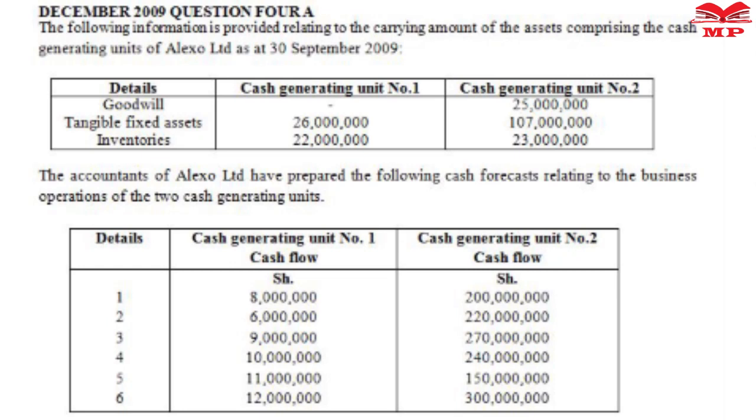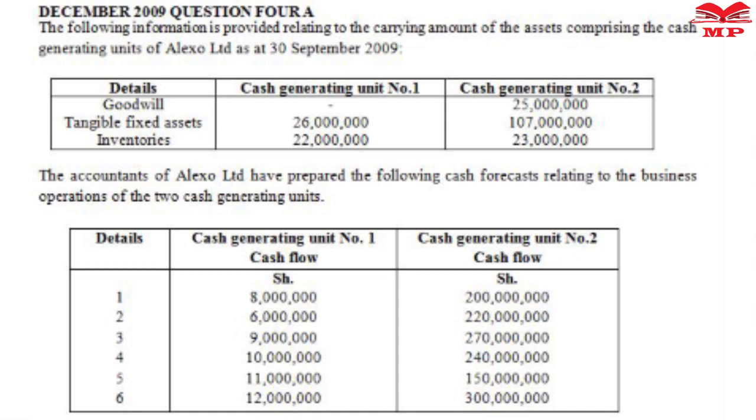The question reads: the following information is provided relating to the carrying amount of the assets comprising the cash generating units of Alexo Limited as of 30th September 2009. We have the goodwill, tangible fixed assets, inventories, cash generating unit number 1, cash generating unit number 2. Then we are saying the accountants of Alexo Limited have prepared the following cash forecasts relating to the business operations of the 2 cash generating units.